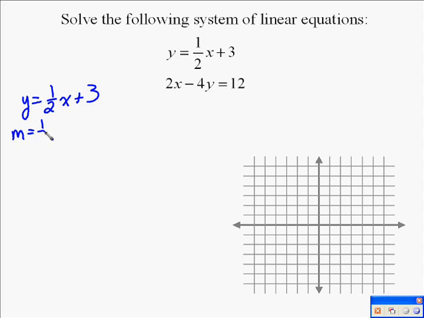So the first one, y equals 1/2 x plus 3. We know we've got a slope of 1/2 and a y-intercept of 3. So we'll go over to our xy grid and graph this. We place a dot at 0, 3, which is the y-intercept. And then we're going to go up 1 and over 2. Our slope's 1 over 2, rise over run, so up 1 and over 2.